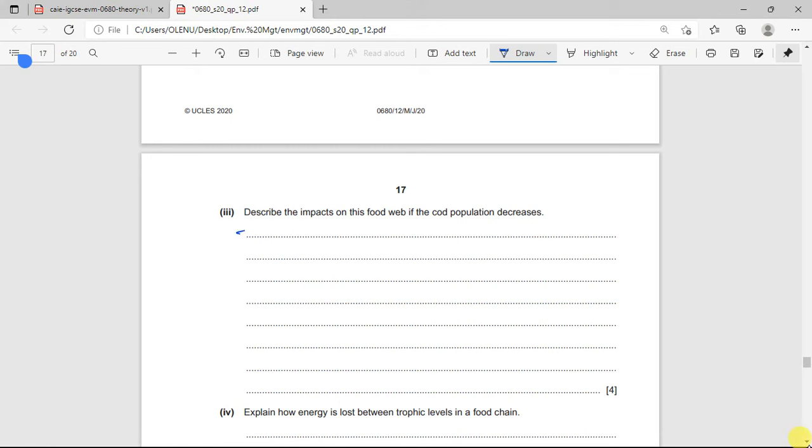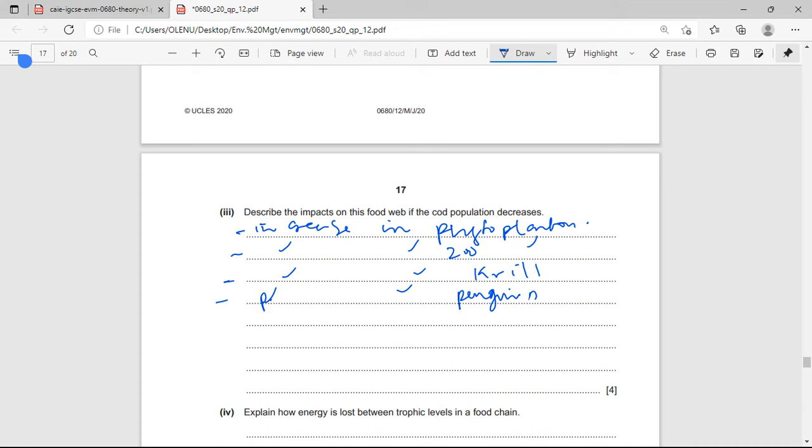So I can write, increase in phytoplankton. There is also increase in zooplankton. There is also increase in krill. Now that means penguin. Sorry, is it penguin? Yeah, penguin will eat more. There's also increase in penguin. And leopard seal, good. Leopard seal will eat more of penguin because there is no more cod.